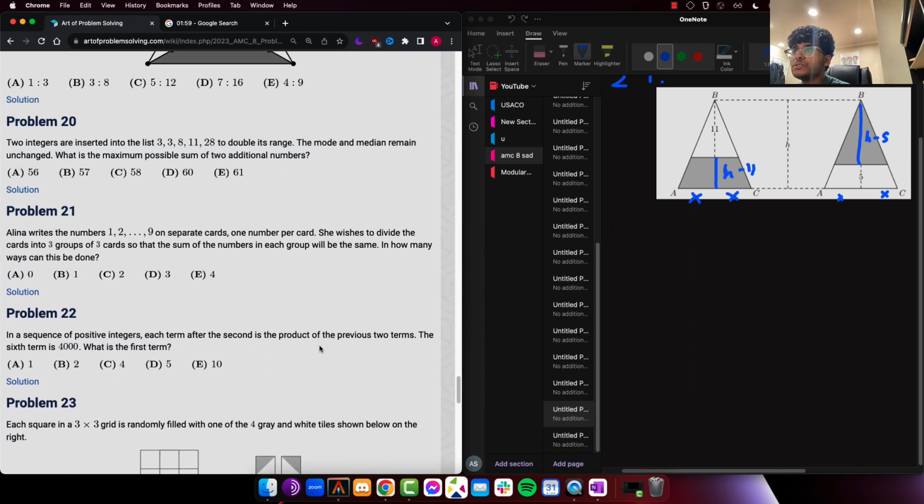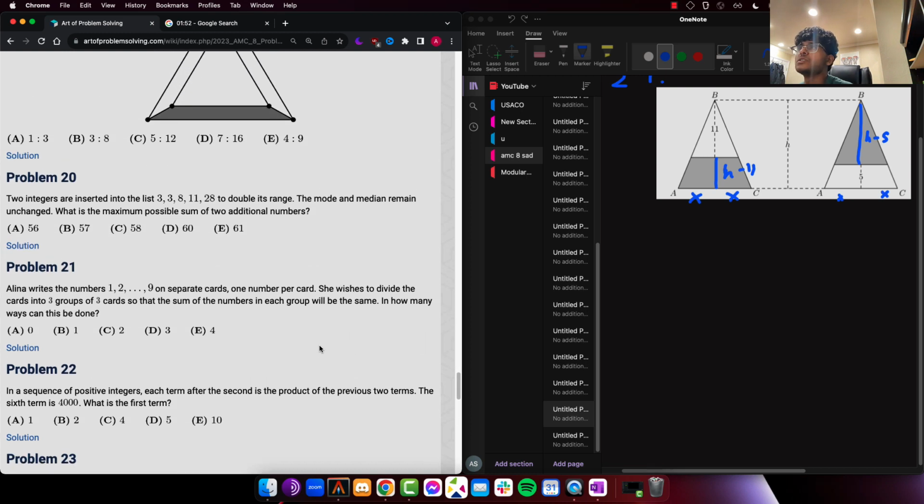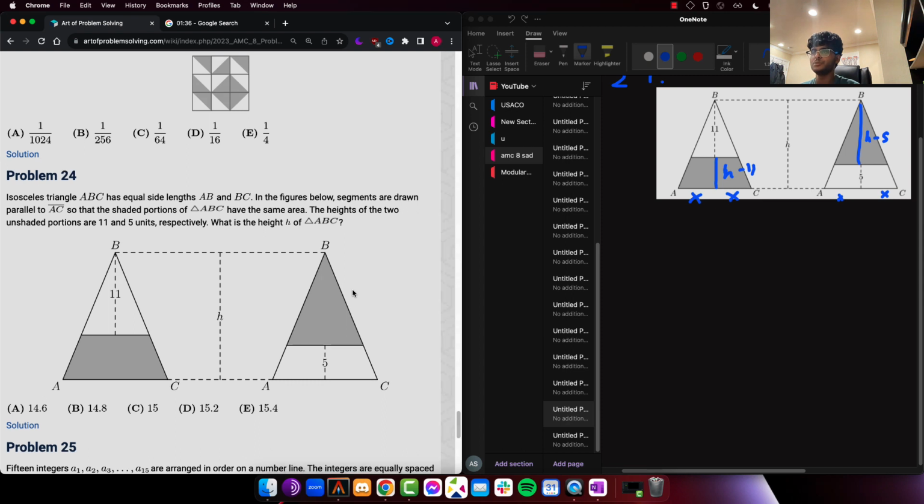What else do we have left? We have 21 left. 21's probably easy, but I'm skipping it. I don't know why. The height, h. I feel like there's something very obvious that I'm missing here, but I'm not doing it right now.